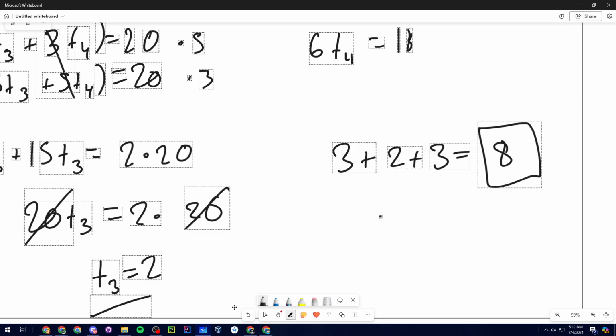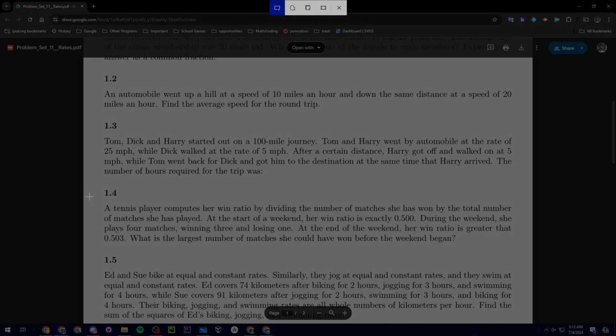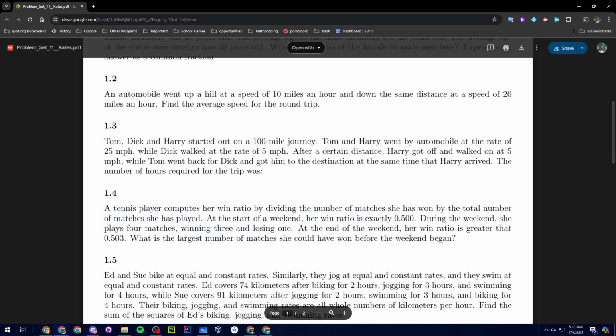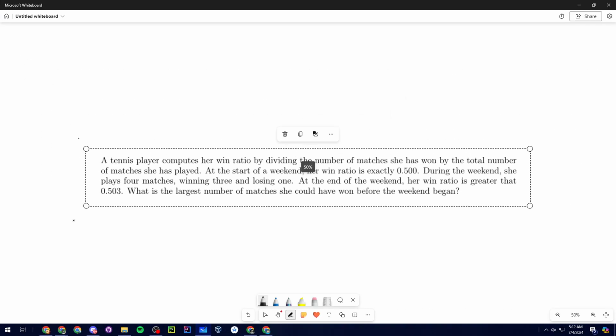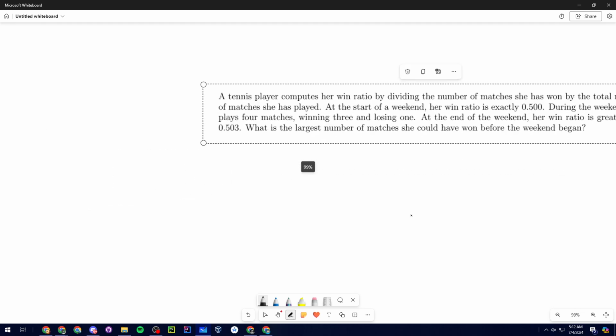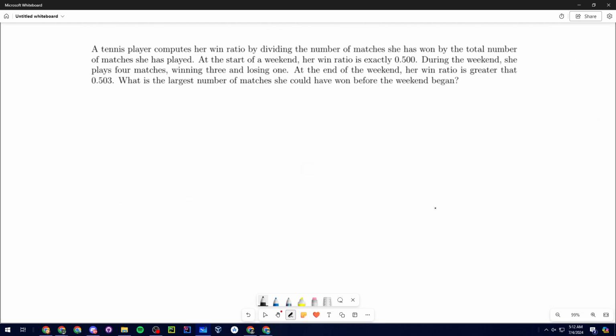So yeah, okay, I'm going to wait for it to delete. So yeah, this one is a bit less computationally heavy. This one is just ratios, right?